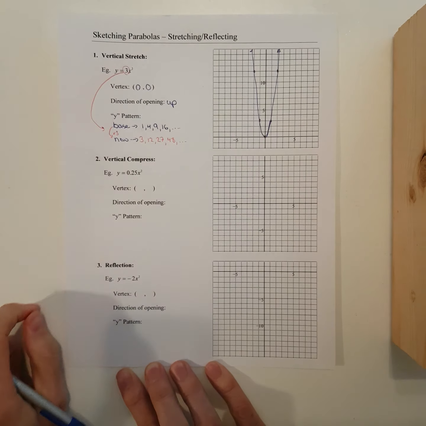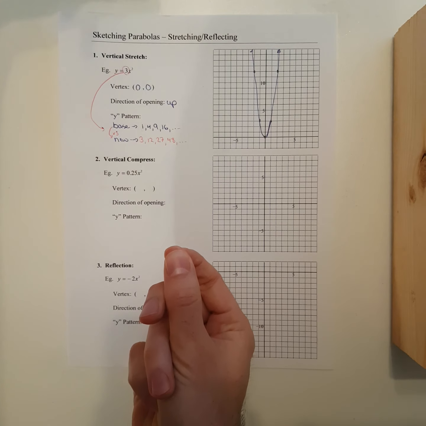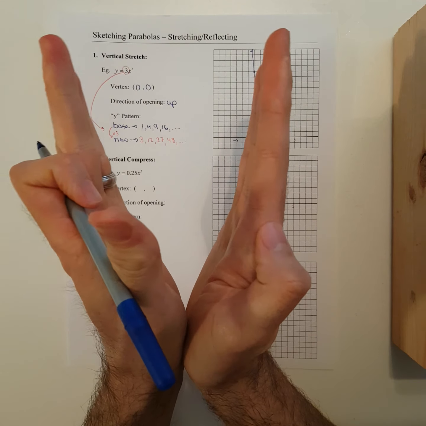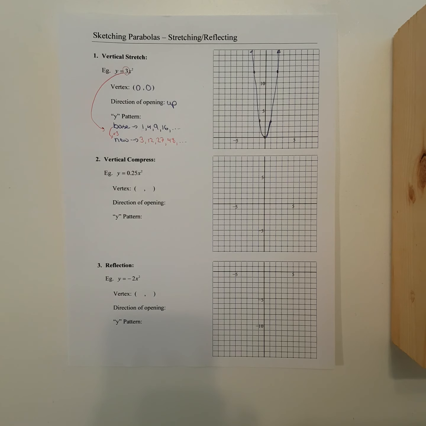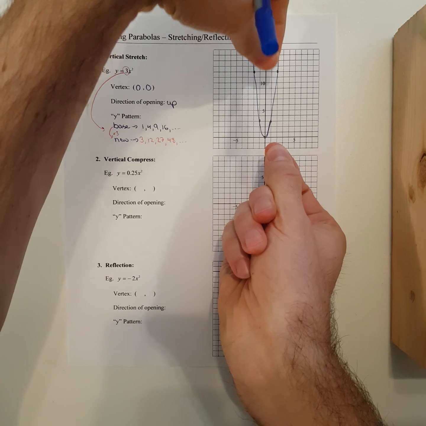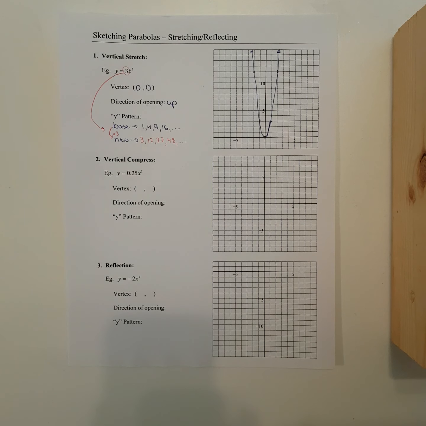We call this a stretch because I think of this kind of like an elastic band, that if you were to take an elastic band and you were to pull it, what you would see is that the sides of that elastic band would get really narrow like this here. And that's essentially what we're doing to our parabola. We're pulling that like an elastic band, our base one, and we're pulling it this way so that those sides come in and get really, really skinny.